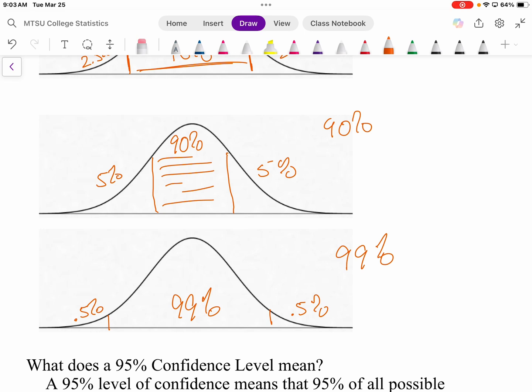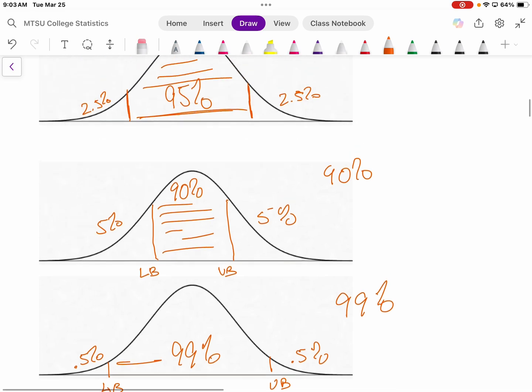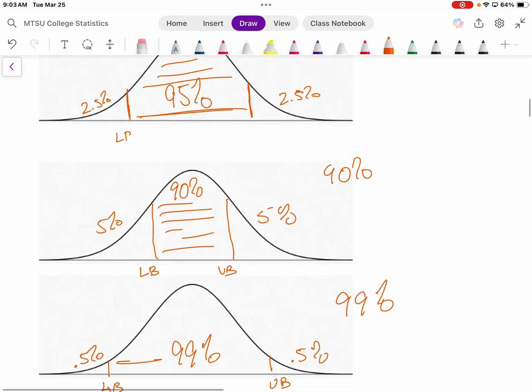Again, that's just to give you a picture representation of what happens to your upper and lower bounds. Again, the lower bound is what's on the left-hand side. Lower bound, upper bound, lower bound, upper bound. Again, as the percentage increases, the lower and upper bounds get further apart. As our confidence level percentage decreases, they get closer together.